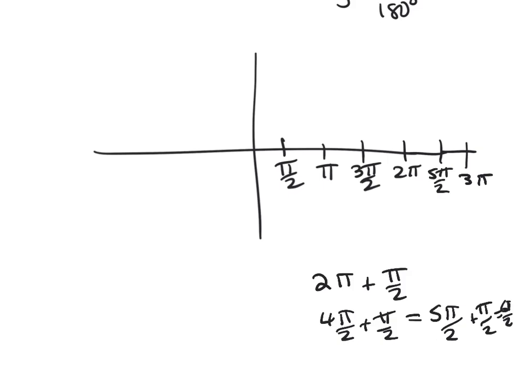Going back this way. This time I'm going to have a stopping point on 0. Because watch, if I do pi over 2 minus pi over 2, I get 0. So I will have a stopping point on 0. And then I get negative pi over 2. And I need one more point beyond that, so it's negative pi.